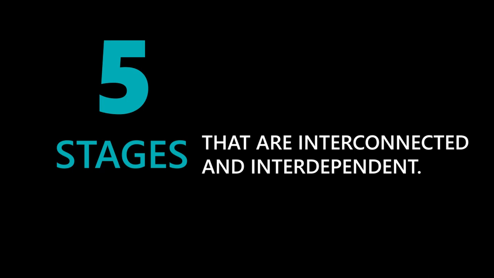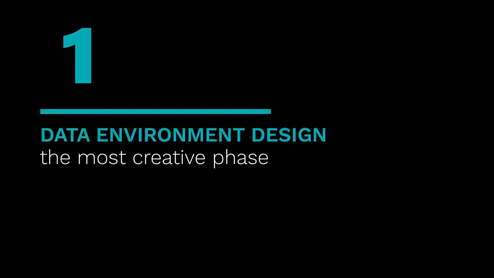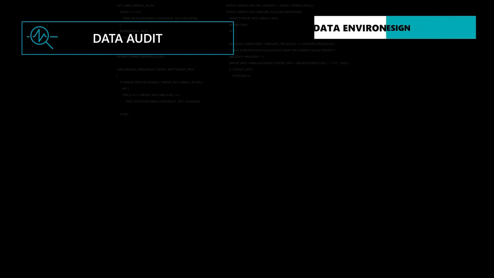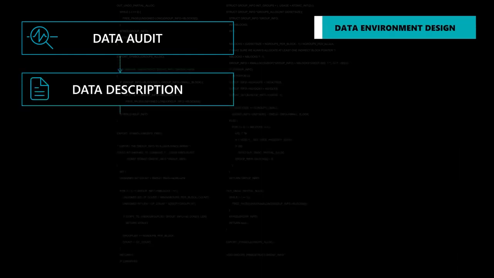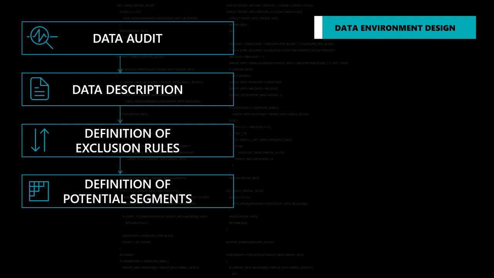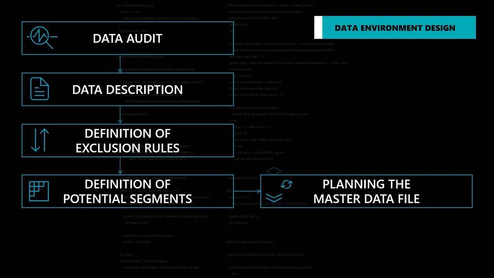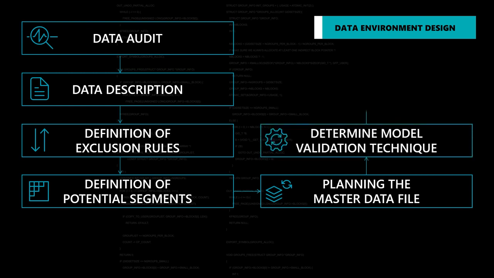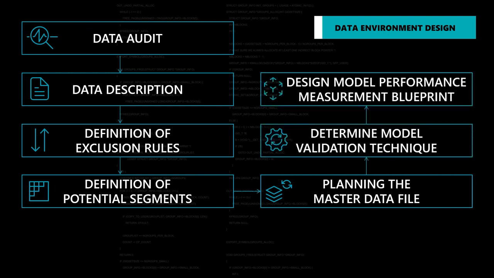The entire modeling goes through 5 distinct stages that are interconnected and interdependent. Data environment design. This is the most creative part of the whole process. Here we make a thorough data audit and data description. We define data exclusion rules, look closely at potential classes that we want to predict. We also make an extensive data mapping, which all goes into master data file design, develop model validation technique, and design the model performance blueprint.